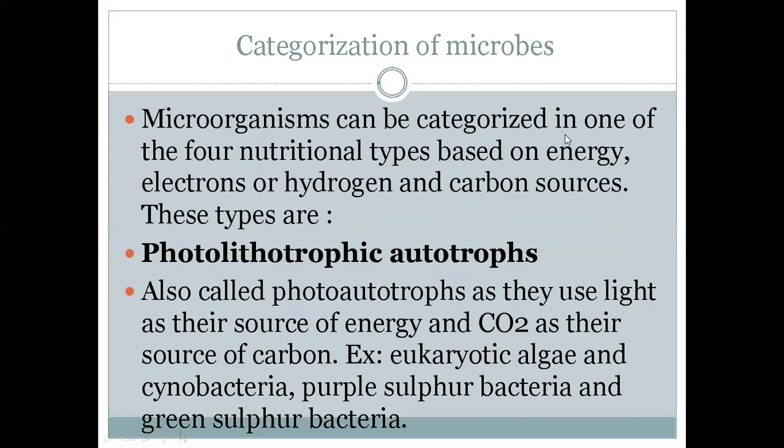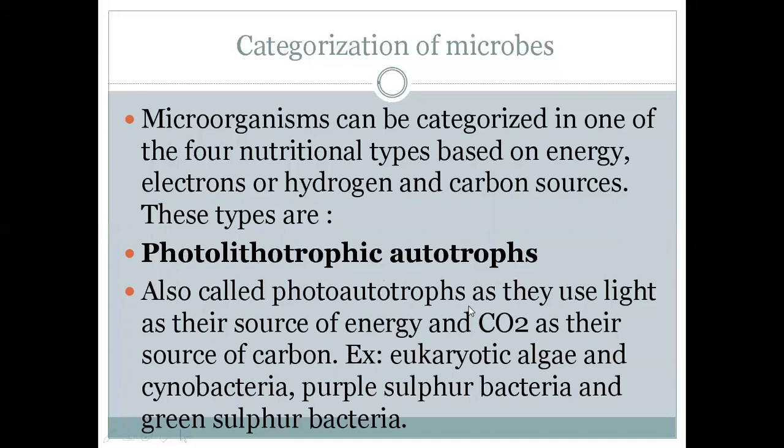Now, based on the energy, electron or hydrogen, and carbon sources, microorganisms are categorized into different nutritional types. The first one is photolithotrophic autotrophs. We can go with the names. Photo means light, litho means inorganic compounds, autotrophs means they carry out photosynthesis. These organisms are also called photoautotrophs. In short, photolithotrophic autotrophs can also be called photoautotrophs.